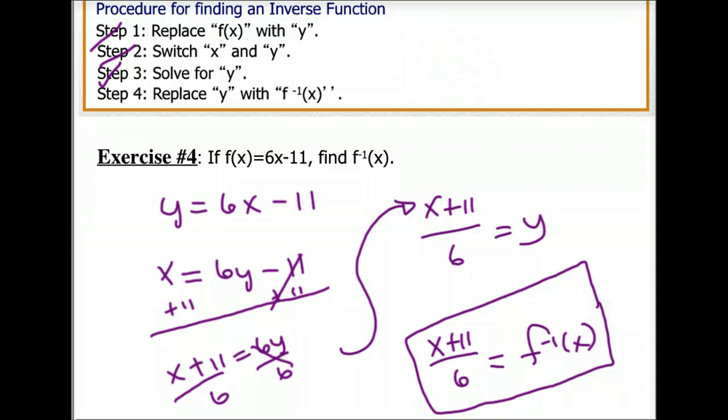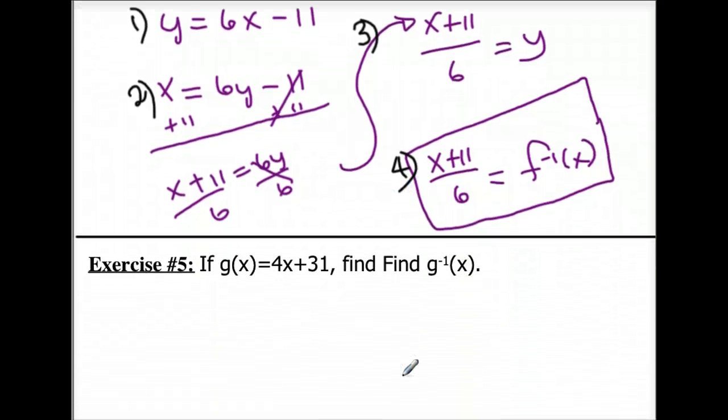See? Step 1, 2, solve for y, 3, and then replace, step 4. Let's see one more example.